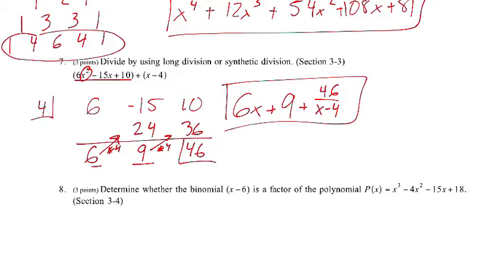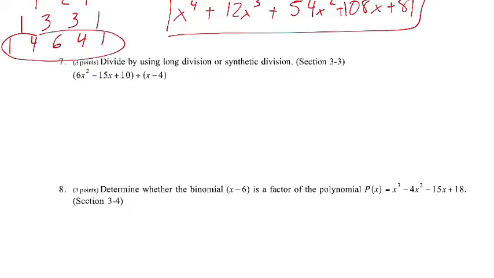I'm going to erase it a second, then I'm going to do it long division style, because some people prefer that, which is fine. Whichever method works best for you. So long division, putting my dividend underneath that long division bar. So we got 6x squared minus 15x plus 10, and we're dividing that by the whole group x minus 4.